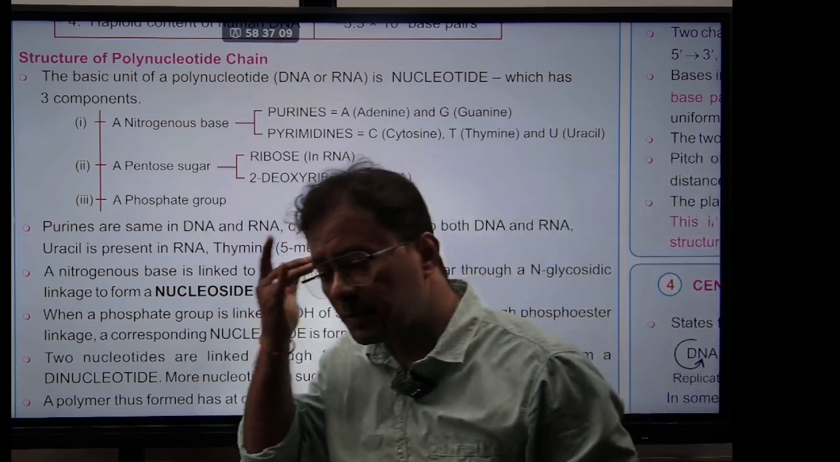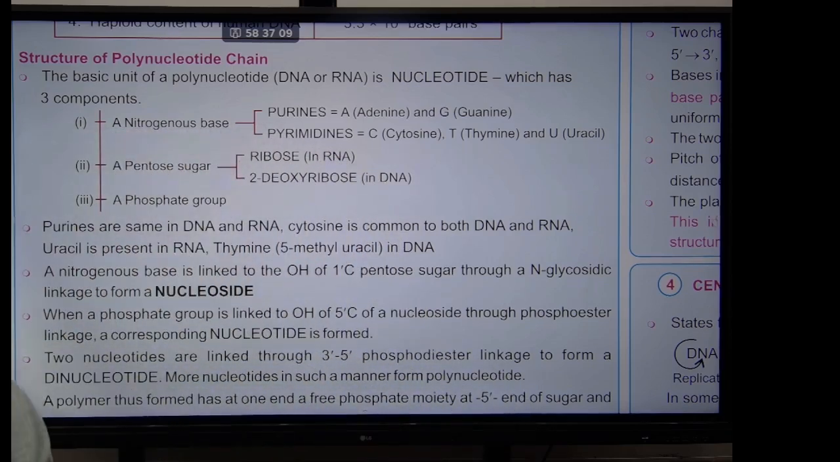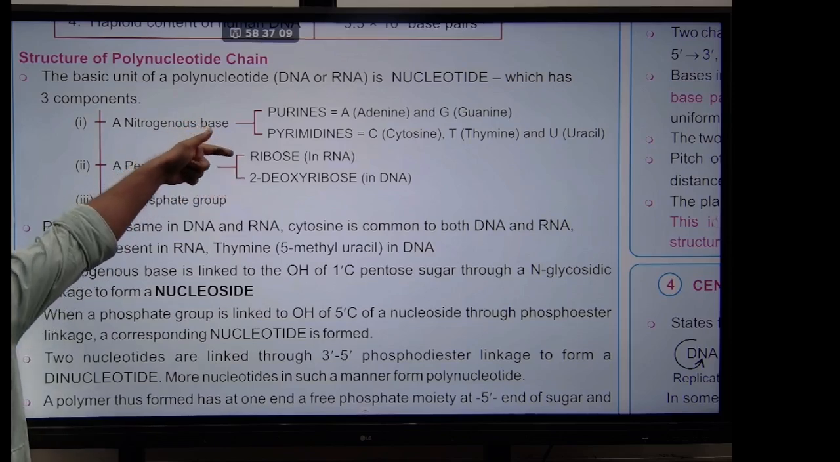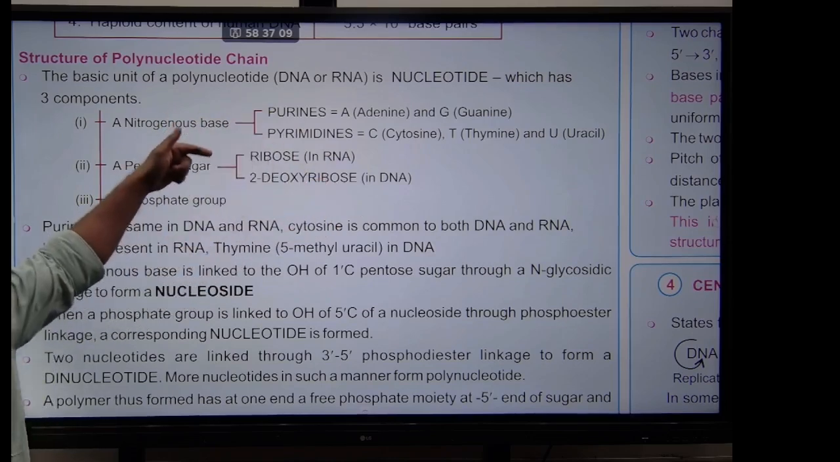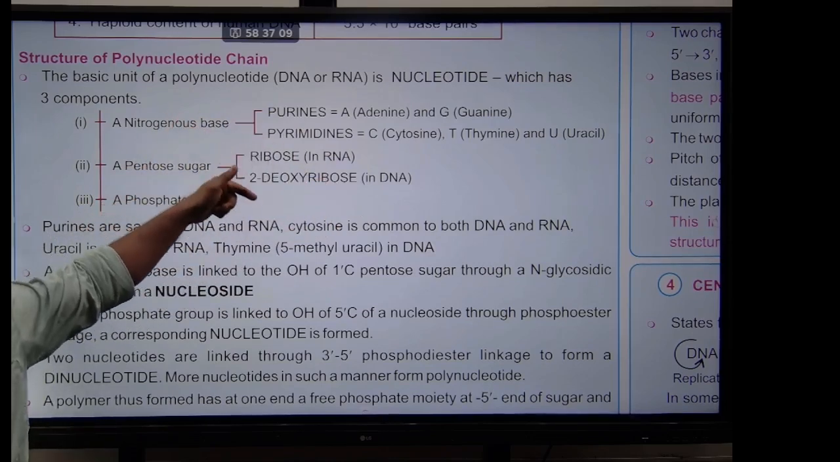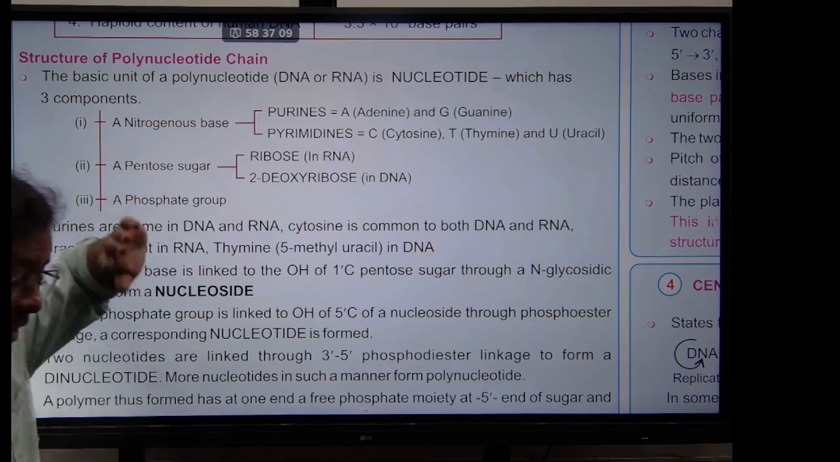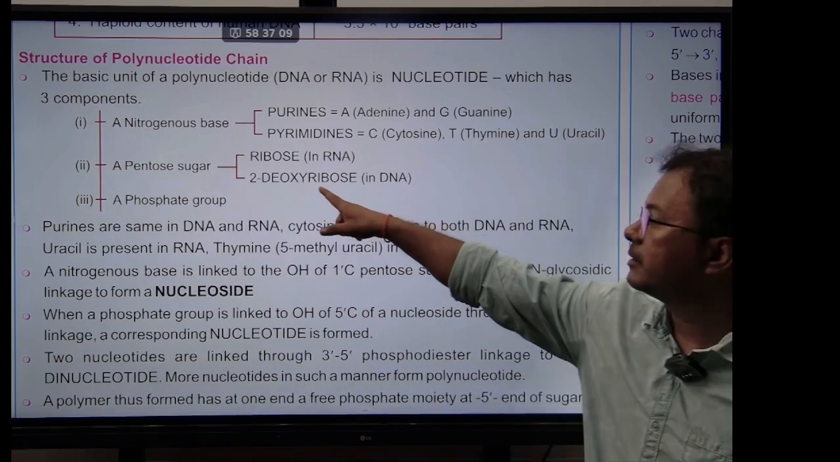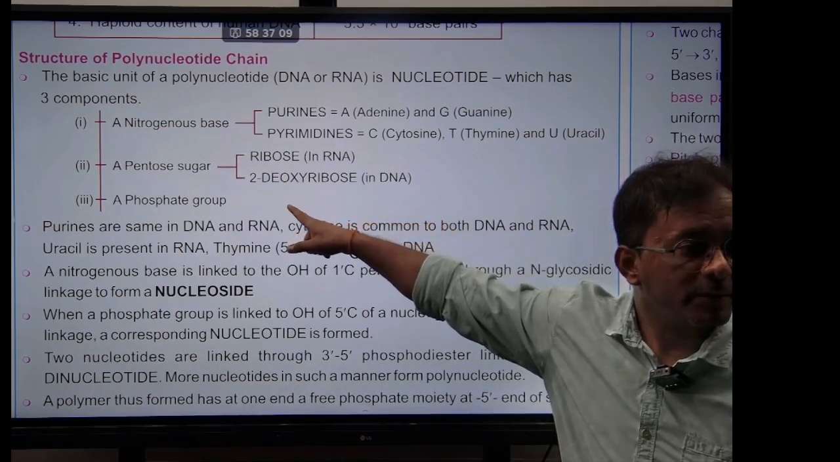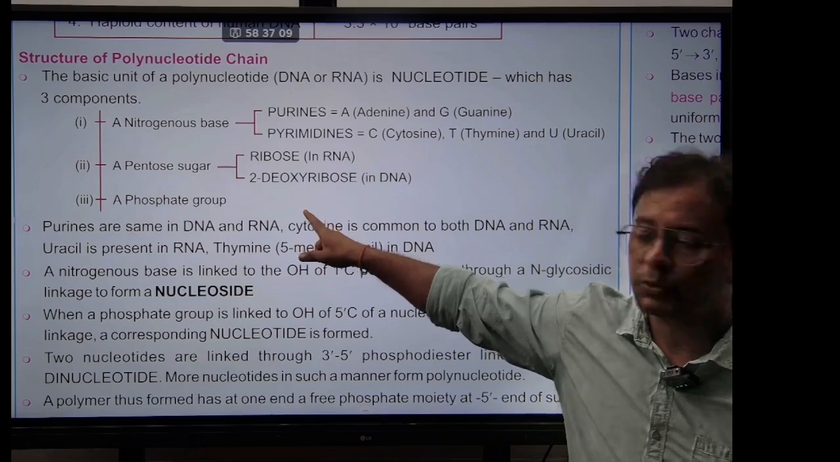And the pentose sugar, what is meant by the word pentose sugar? It has 5 carbons. Yes, 5 carbons. It is a monosaccharide. And there are two types of sugars found in the nucleic acids. One is called ribose, that's where the name ribonucleic acid comes from. The other is deoxyribose, where the second carbon atom of the pentose sugar in the DNA has only hydrogen. That means it is called deoxyribose.